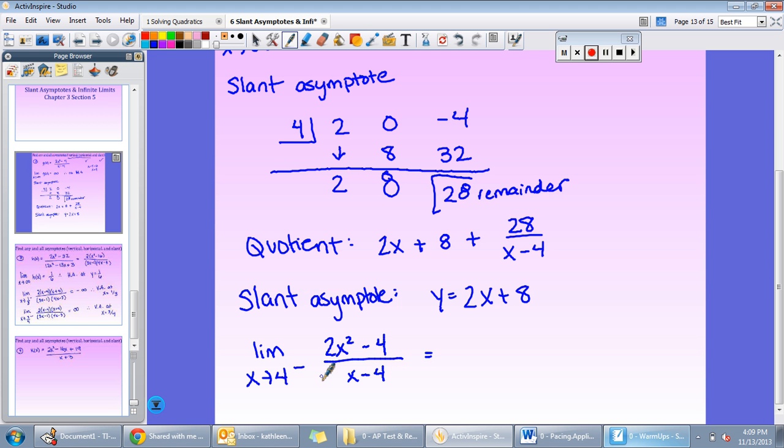And when you plug in something like 3.9, we're going to get a positive number divided by a negative number, so this is going towards negative infinity. Therefore, we have a vertical asymptote at x equals 4.